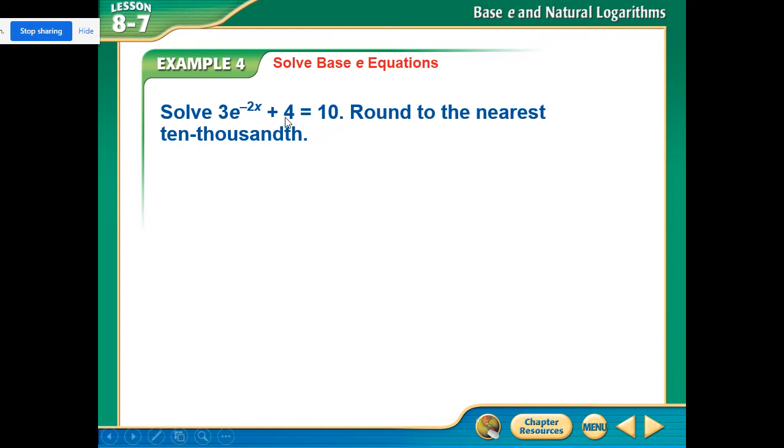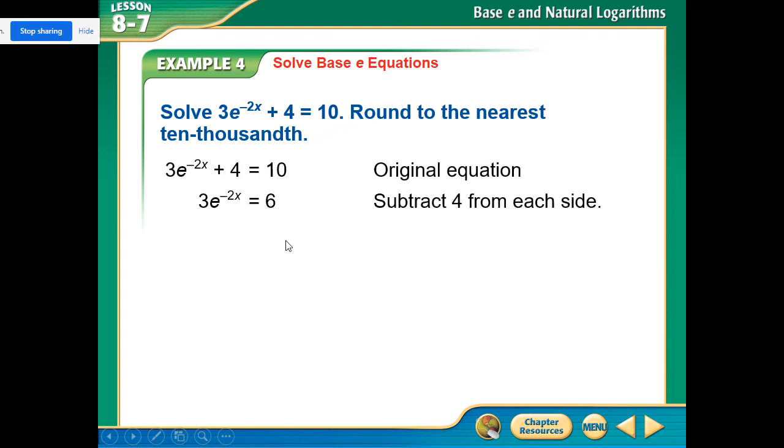So in order to solve something like this, we're going to have to get the e by itself, and then we can take the log of both sides, just like what we did yesterday. So we're going to have to move the 4 over and then divide by 3. Now, we could take the log just like what we did yesterday, but there's an advantage of taking the natural log, the ln. Because the ln and e are inverses of each other, they will cancel each other out, getting rid of this e value.